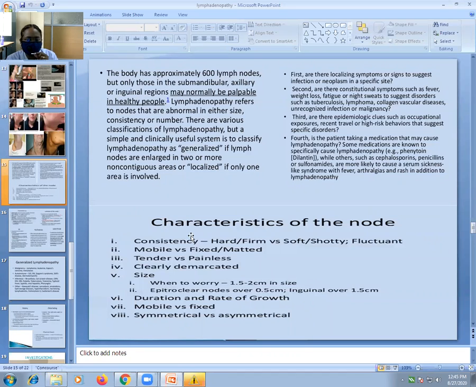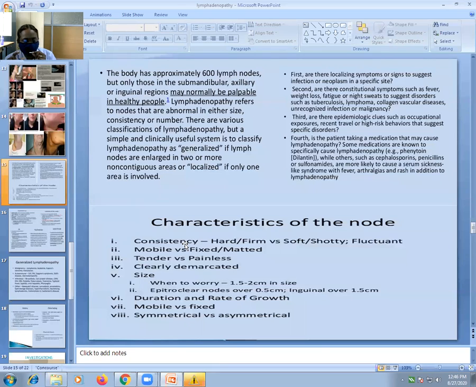So which are the points to be noted while examining the enlarged lymph node? When you are palpating lymph nodes, which are the points to be noted? First, size of the lymph node. It is a gross measurement, like 2 by 3, 4 by 6, 1 by 2 centimeters. So first your aim is a gross measurement of the size of the lymph node.